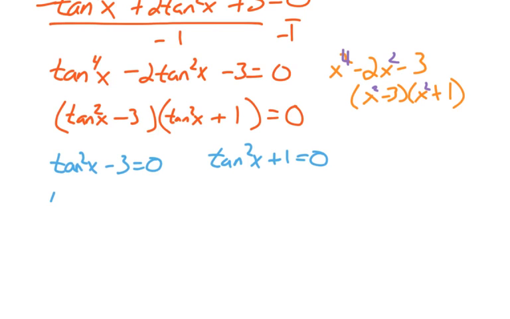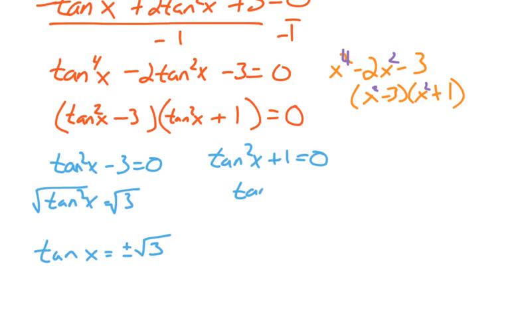The one on the left, tangent squared of x is equal to +3. And then we need to square root both sides. We can say that the tangent of x is equal to the plus or minus square root of 3. And that one's solved. So now we can move to the other one.